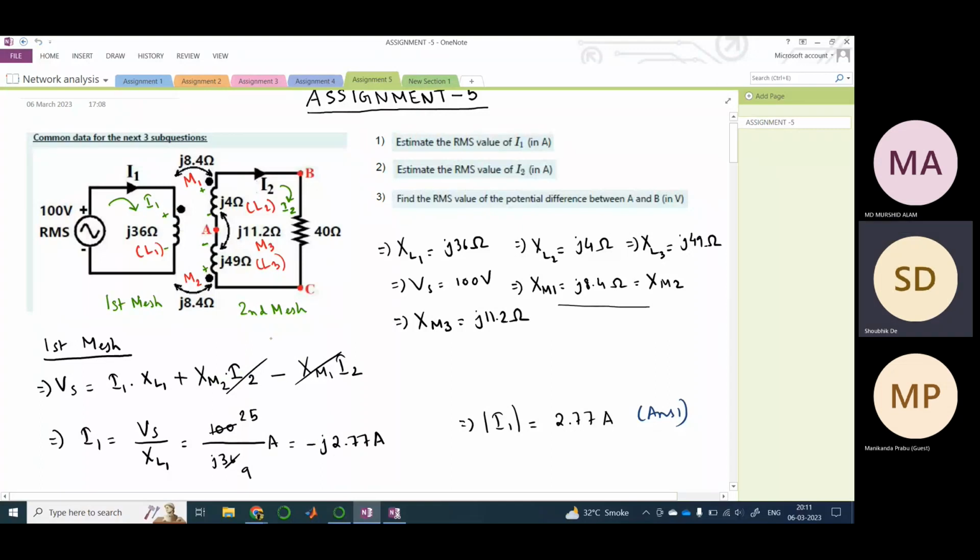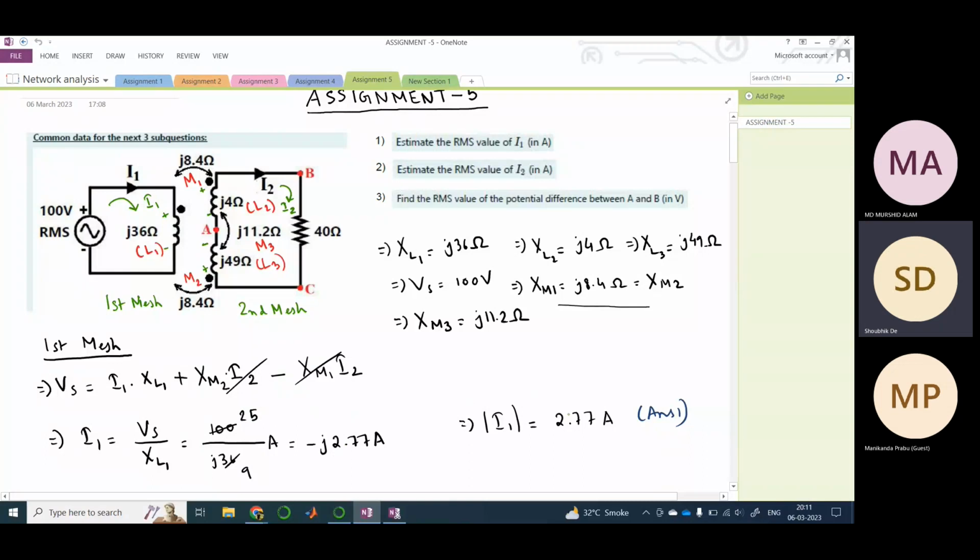Now why minus XM1? Because I1 is entering through the negative terminal of L2, right? And I1 is entering through the positive terminal of L1, therefore minus. The two polarities are different, in the way the current is entering through the two inductors. Therefore, these two get cancelled, and you calculate your I1.